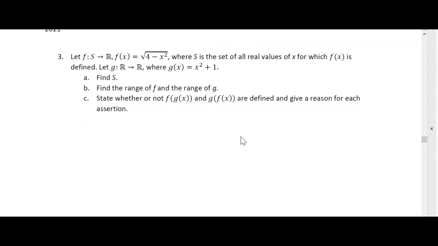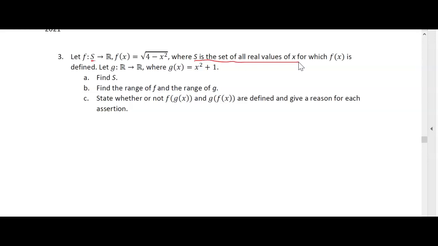So question number 3. So we've got S. So S is not representing any part of the set notation, so we're going to have to find what S is. S just represents the domain. Oh, it says real here. S is the set of all real values of x. So S is representing our domain. So we've got to work that out in question A.